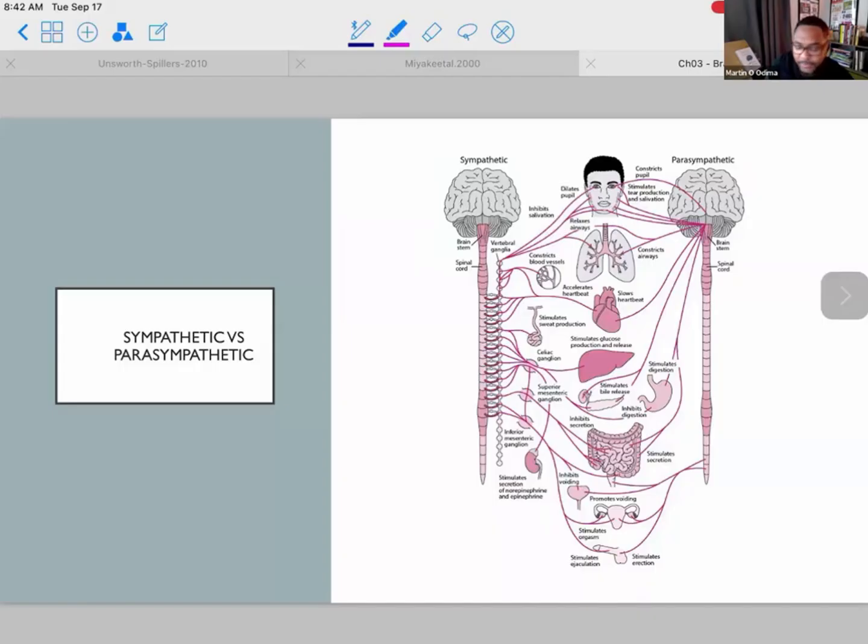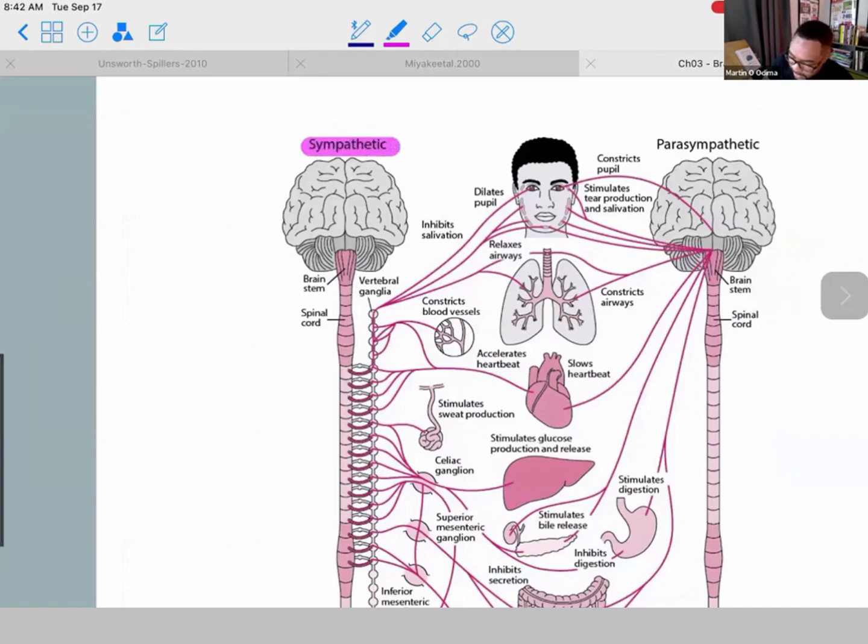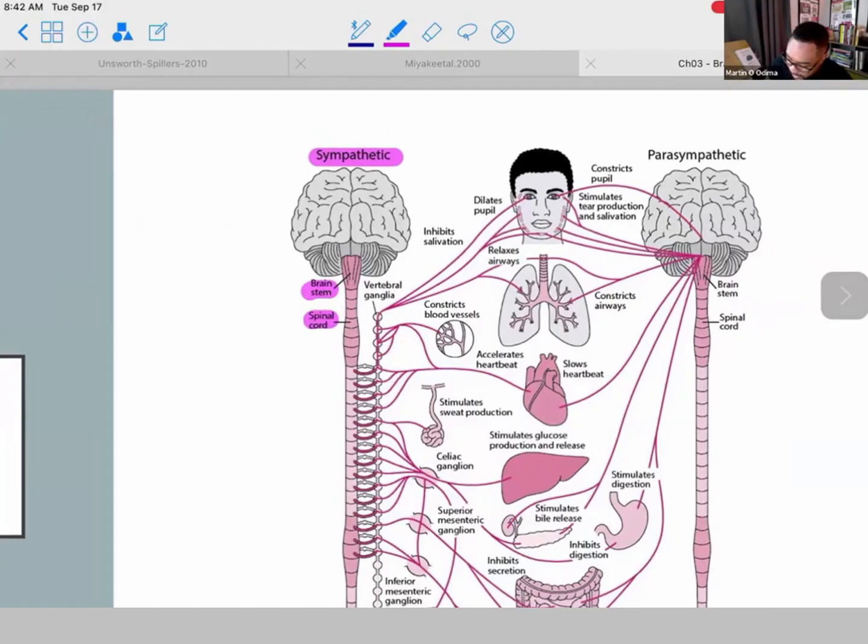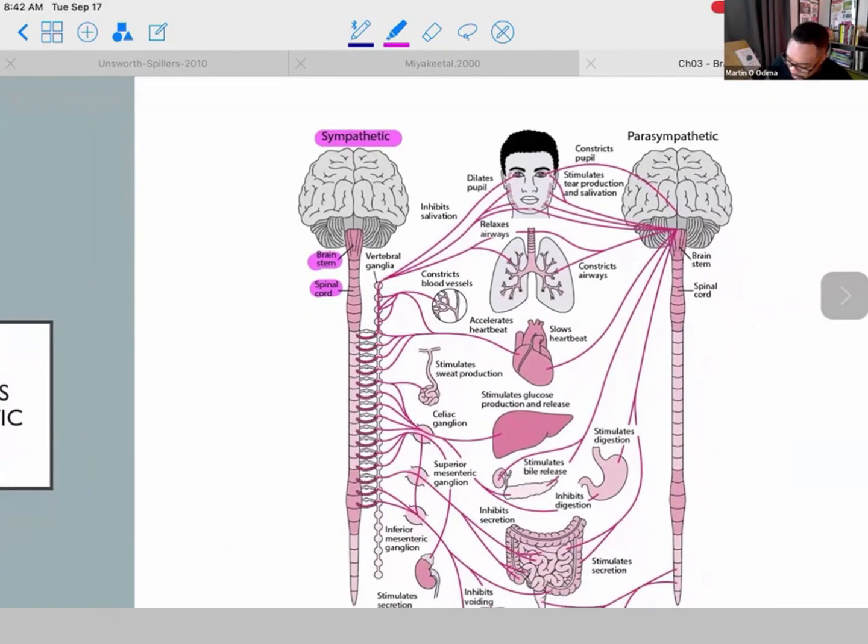parasympathetic nervous system. So as you can see here, like I mentioned, the sympathetic nervous system is made up of the brain and the brainstem and the spinal cord. And as you can see here, it connects with all different parts of our body through the spinal cord.